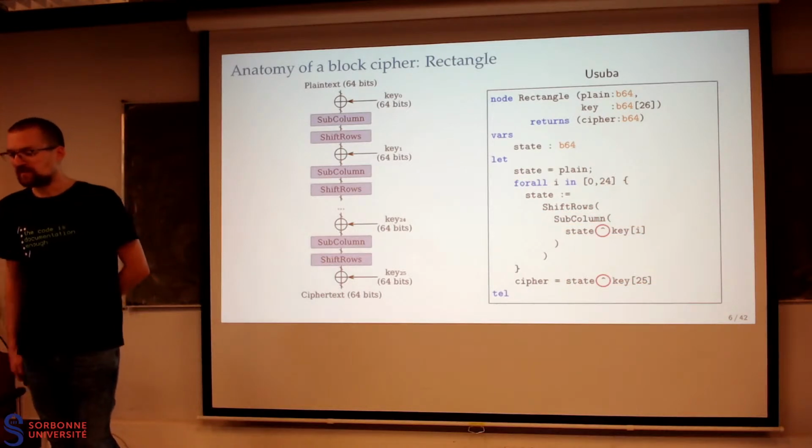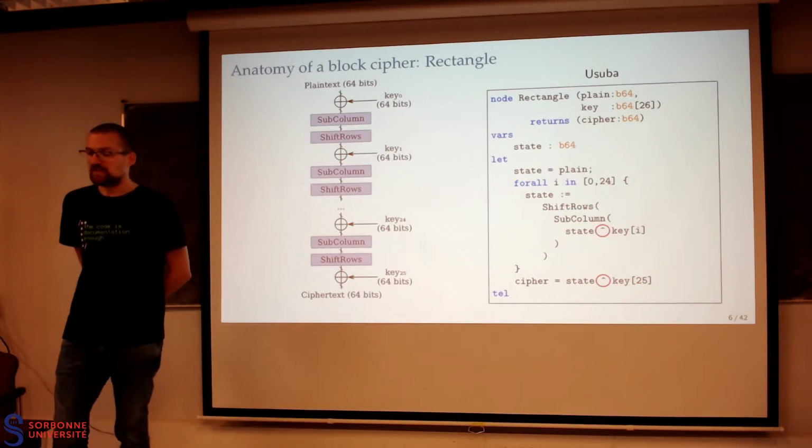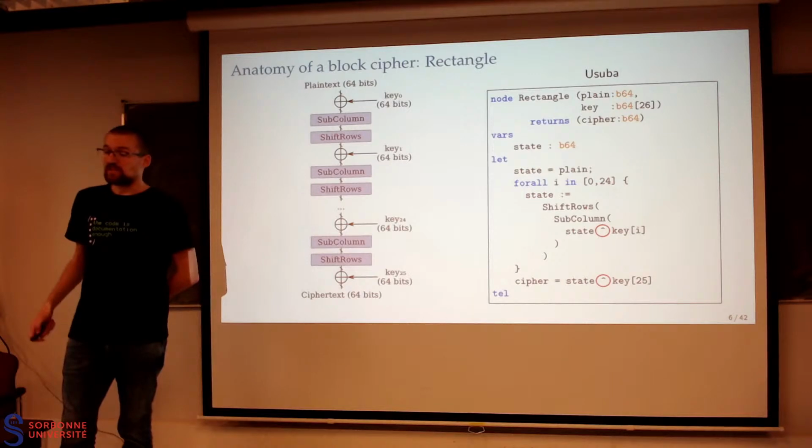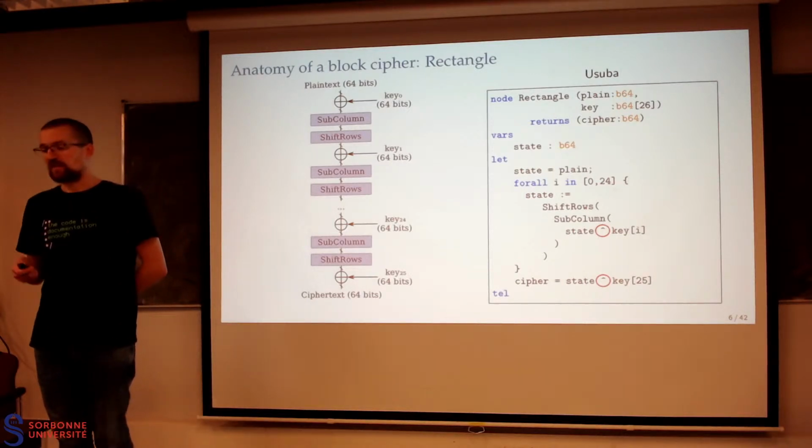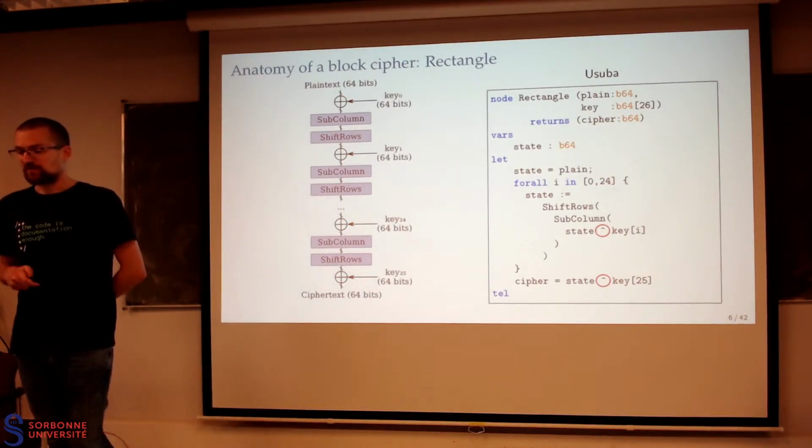Another thing to notice is that the XOR between the state and the key, since the state and the key are each 64 variables, is actually expanded to 64 XORs by the compiler.